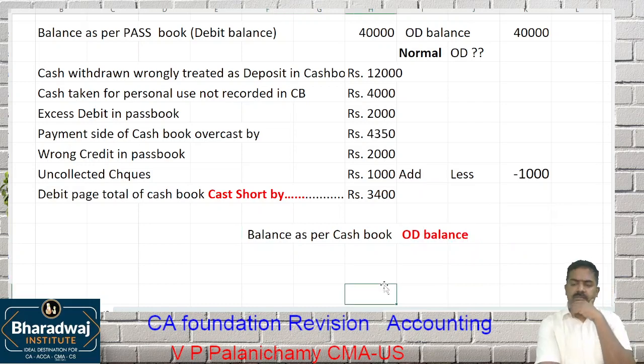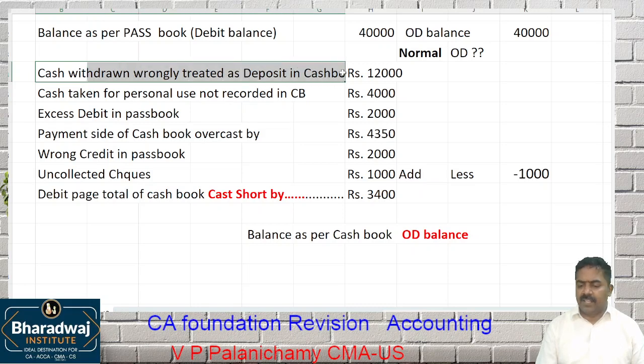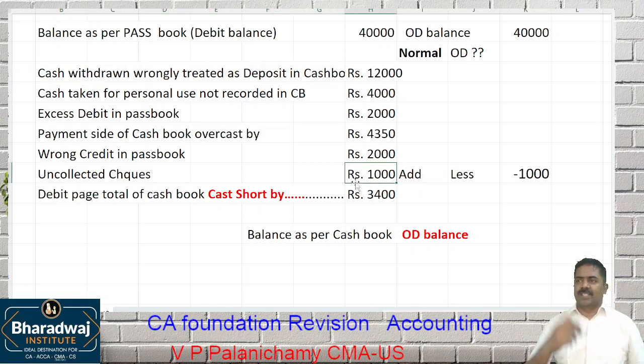Try it. Shall we? Cash withdrawn, wrongly treated as deposit. Customer withdrew cash. What would we, the banker, have done? We would have deducted. But what has the customer done? He has added. We have put minus 12,000, but the customer has put plus 12,000.